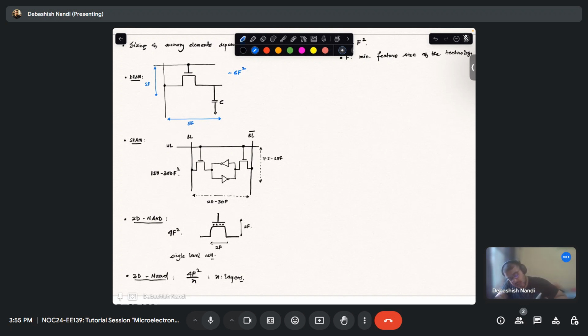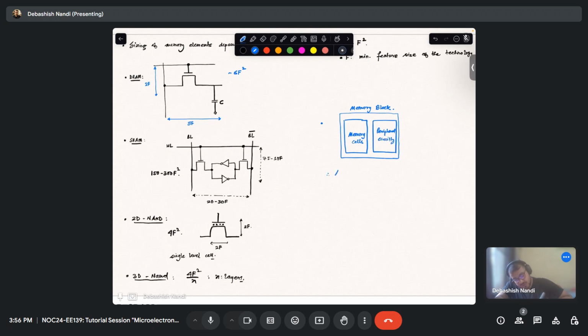Let's say this is your memory block, okay? Your memory block will not only have memories, it will have pure memory cells and some peripheral circuits, okay? What do we mean by peripheral circuits? For example, your sense amplifiers. Sense amplifiers come into the domain of peripheral circuitry.